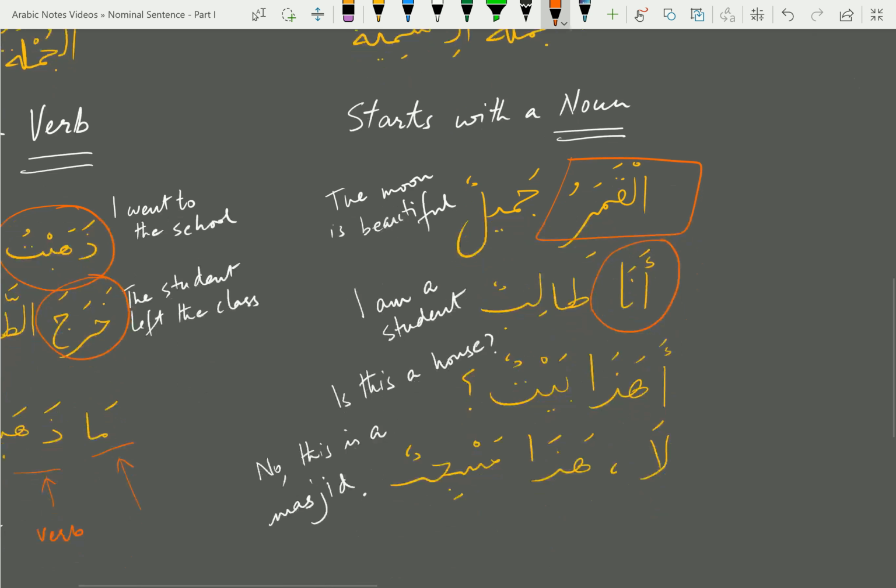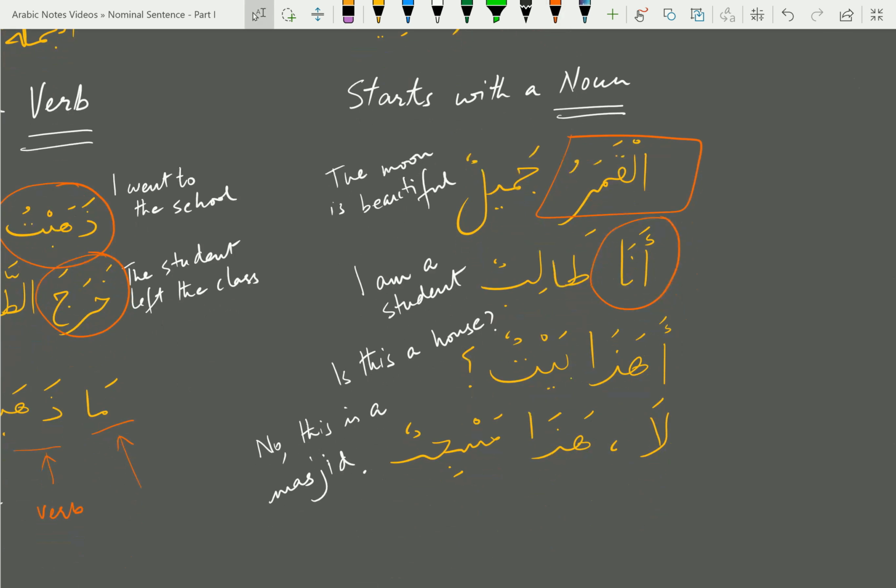Ahaza baytun. We're not going to analyze the interrogative sentence, but if you look at the answer, la haza masjidun. No, this is a masjid. So la again is a particle, so ignore that and look at the next word, which is haza. Ismul ishara, a demonstrative pronoun. Again, from an Arabic point of view, this is a noun. So this sentence becomes a nominal sentence.